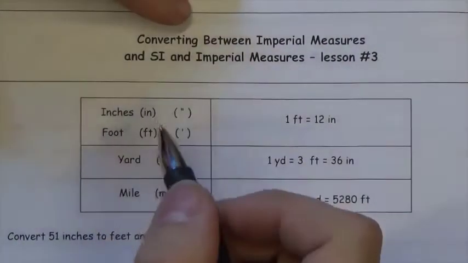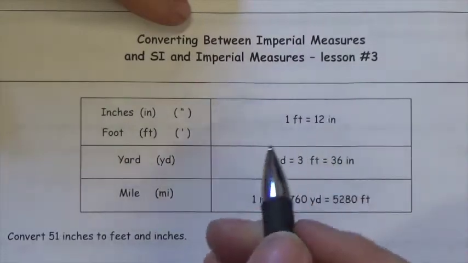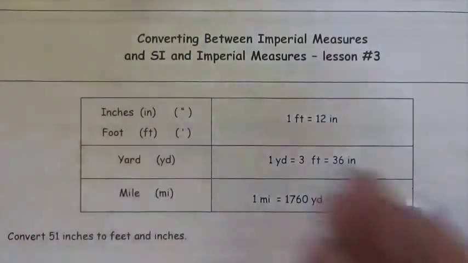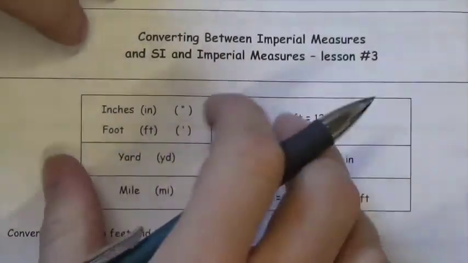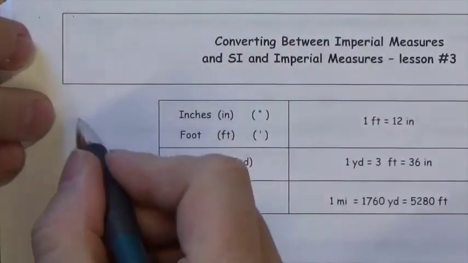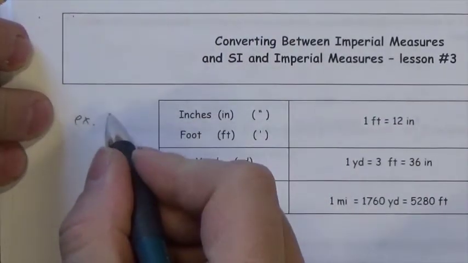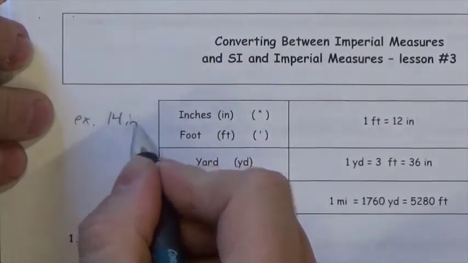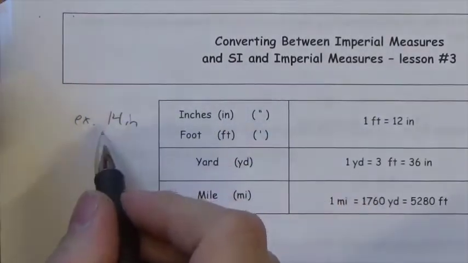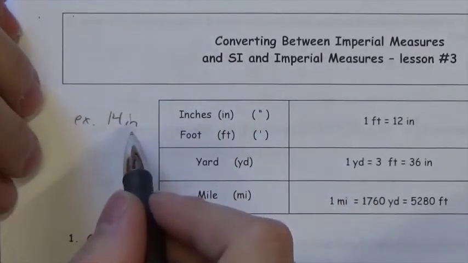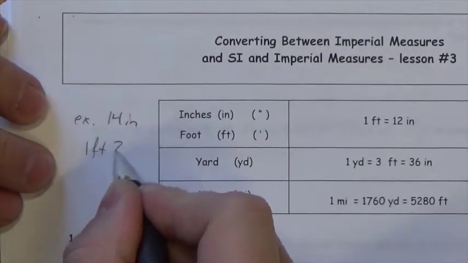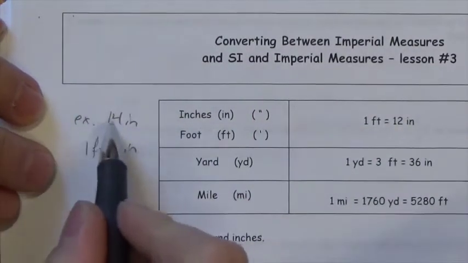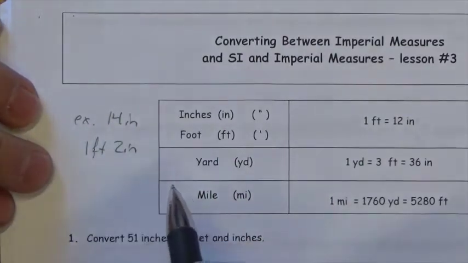Oftentimes we will give a measurement in terms of a couple of different imperial units. Just to give you a sense, let's say I had something that was 14 inches long. I might state that it's 14 inches long, or I might state that it's 1 foot 2 inches long, because a foot is 12 inches, and that leaves me with 2 inches left over.